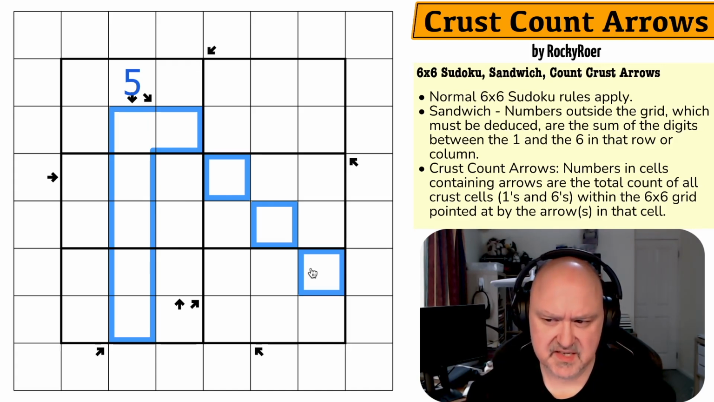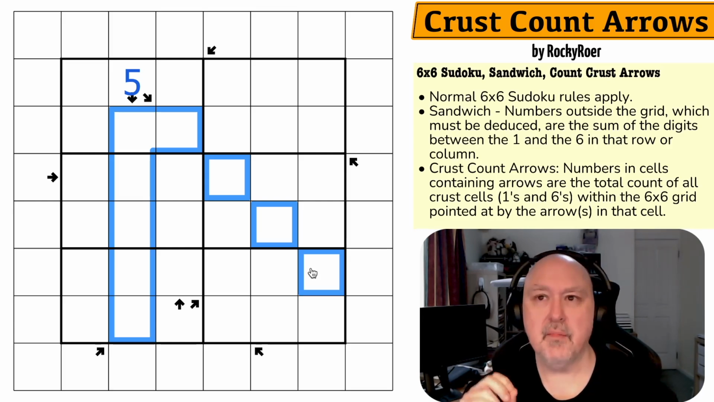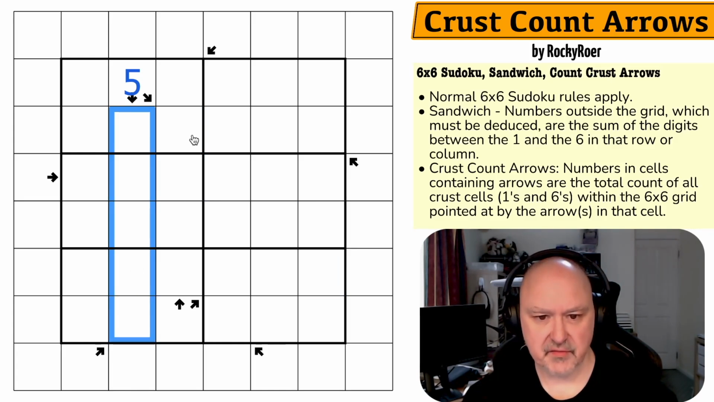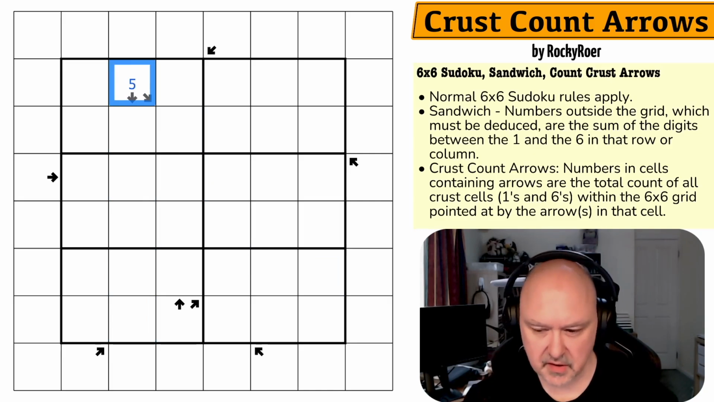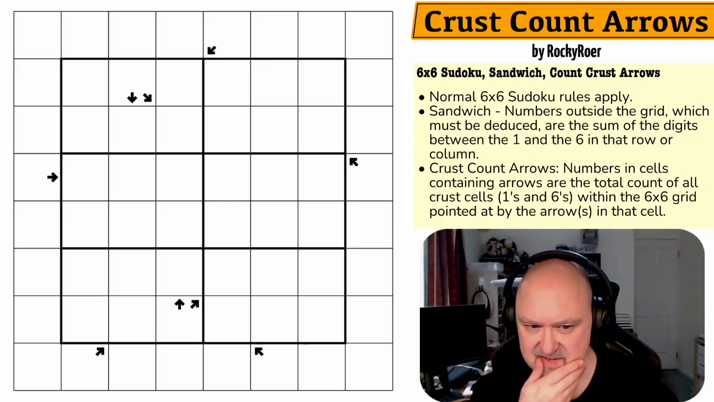Numbers in cells containing arrows are the total count of all the crust cells, and because it says total count, not the sum of the digits in crust cells, it's the total count of crust cells, 1s and 6s, within the 6x6 grid. So if this is a 5, I have to put 5 crust cells, so 5 1s or 6s in those cells. Okay, I think I've got it. I'm going to restart the puzzle to restart my timer. Let's give this a shot.